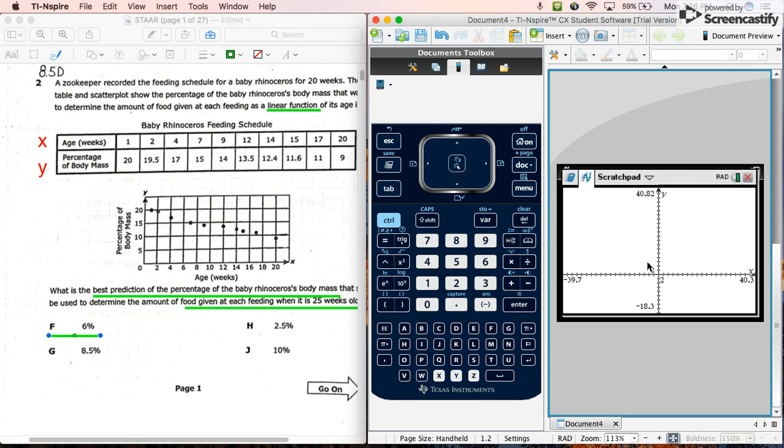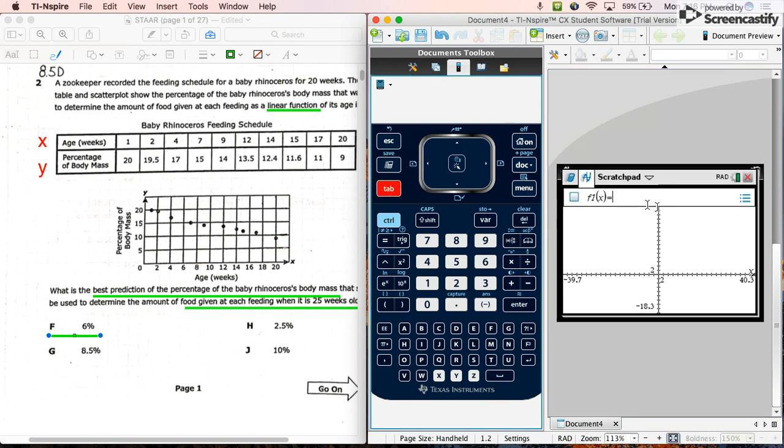What I'm going to do, guys, is put in the equation, okay? So I'm going to go ahead and click Tab. Tab will bring up my f of x. I'm going to put in negative 0.54, okay? From there, I need to put an x. I knew that my y-intercept was plus 19.8. I'm going to push enter, okay? For some of you guys, if you don't have your screen zoomed out, you're not going to see your line, so you might have to zoom out, okay?